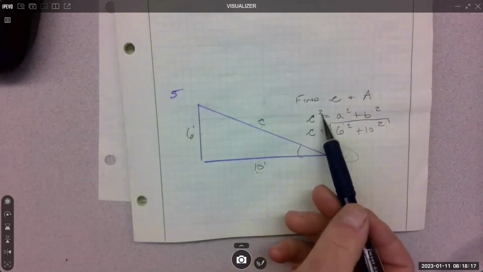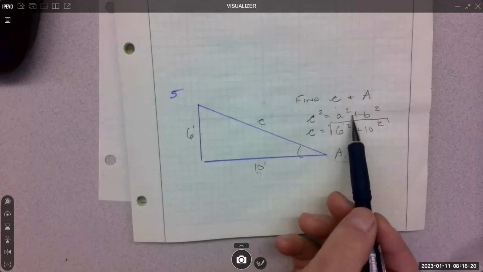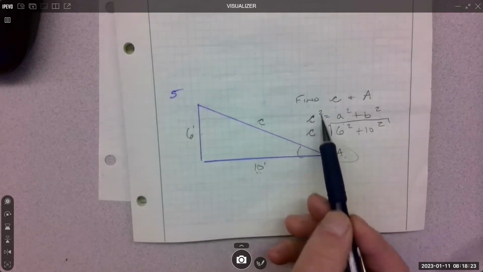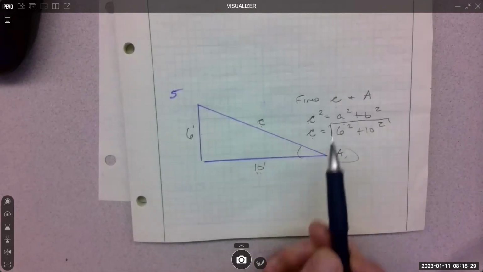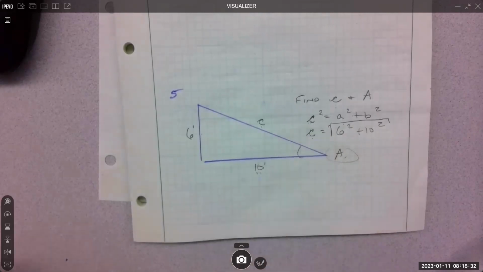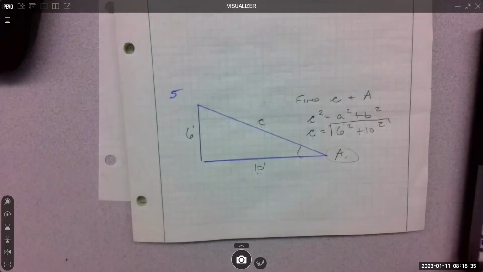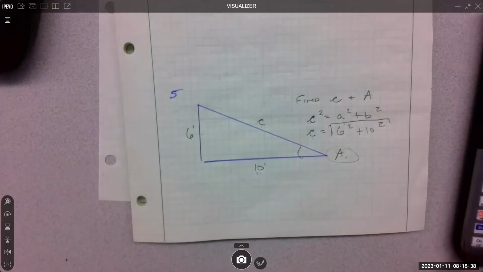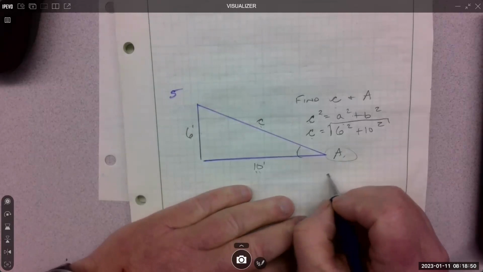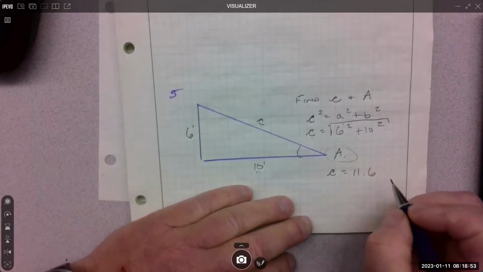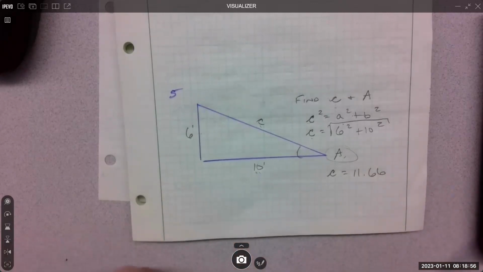Clear the square by taking the square root of both sides. When you take the square root of C squared, it goes to C. And then you take the square root of this side. So again, we had to clear that variable. 11.661. So C equals 11.66 feet. Is that the unit? Yeah.